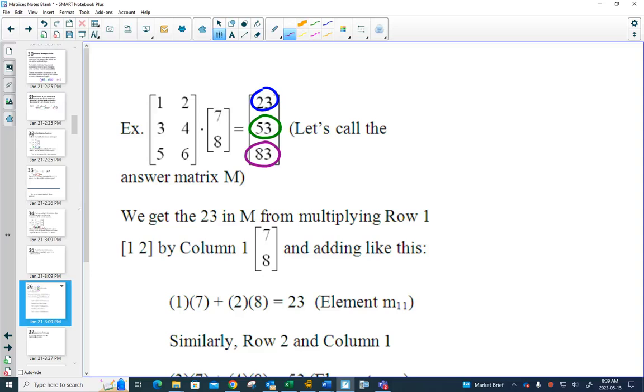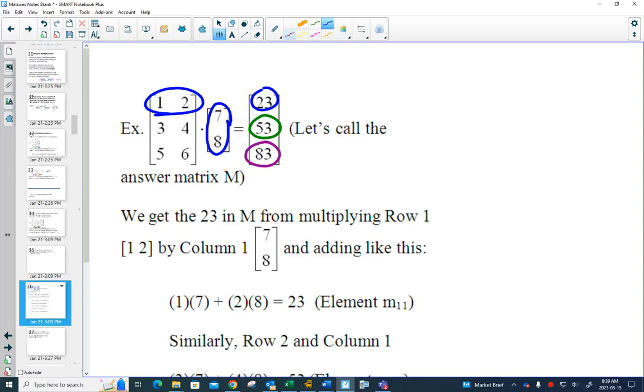To get the blue answer, that blue answer is in row 1, column 1 of your answer. So it's going to come from row 1 and column 1. If I circle those in blue, and again, I take the row, I turn it on its side, I ram it into the column, the 1 would hit the 7, the 2 would hit the 8. And you would get 1 times 7 plus 2 times 8 and get 23.